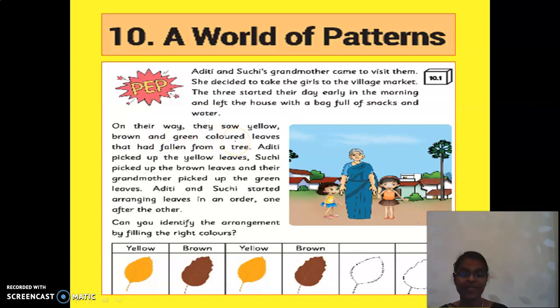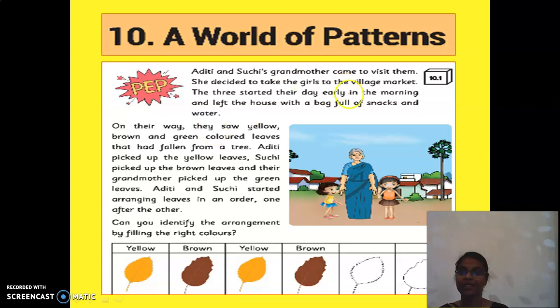What does this represent here? They were seeing yellow, brown and green. What are they? They are all colors. Even in colors, we can have a pattern. What can the pattern be? It might be the color of the wall or the ceiling. Some patterns will be there, isn't it? With the help of the colors.